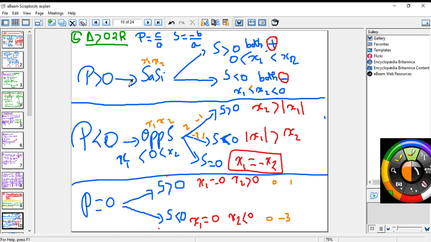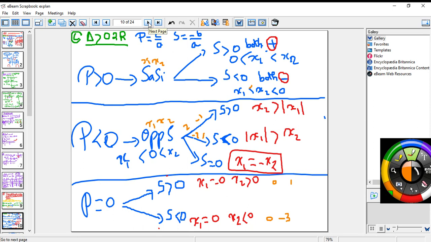But when delta is positive, I need to do P and S. I do P first. If P is positive, I know they have the same sign, and I go to S to see which sign. If P is negative, I know they have opposite signs. I need to go to S to see which one is bigger, comparing their absolute value. And if P is equal to 0, I'm sure that one is 0. To identify the sign of the other one, I should see S. If S is positive, the other one is positive. If S is negative, the other one is negative.